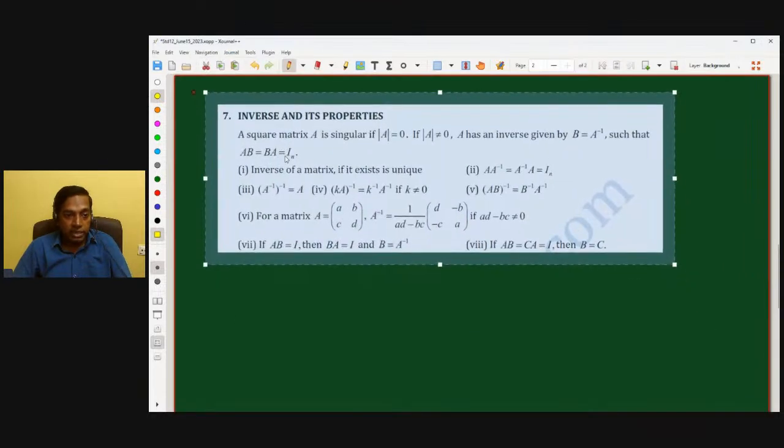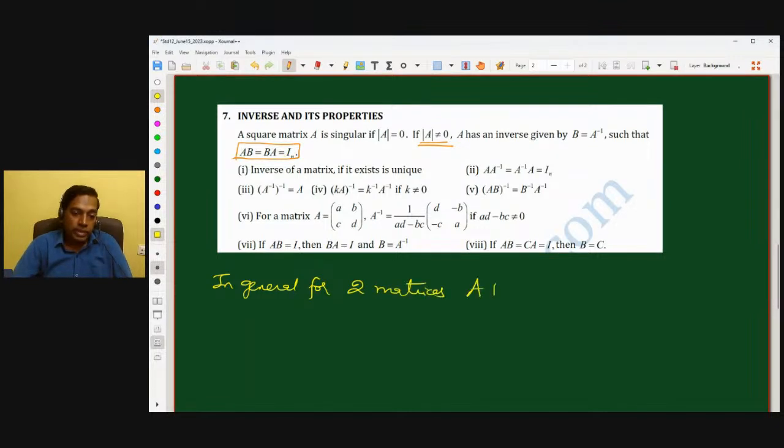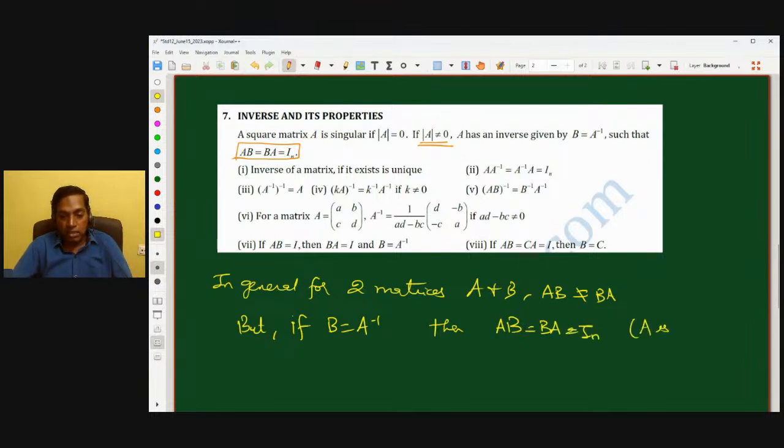Inverse is what we had started with. A square matrix A is singular if determinant A is 0. If determinant A is not 0, A has an inverse, given by B, which is A inverse. AB equal to BA is an important property in inverse. In general, for two matrices A and B, AB and BA are not equal. But if B is equal to A inverse, then AB is equal to BA is equal to I n, where A is n by n and B is also n by n. Remember, inverse is defined only for square matrices, and the most important idea about inverse that we learned last class is that inverse, if it exists, is unique. And then some properties like the inverse of A inverse is A.